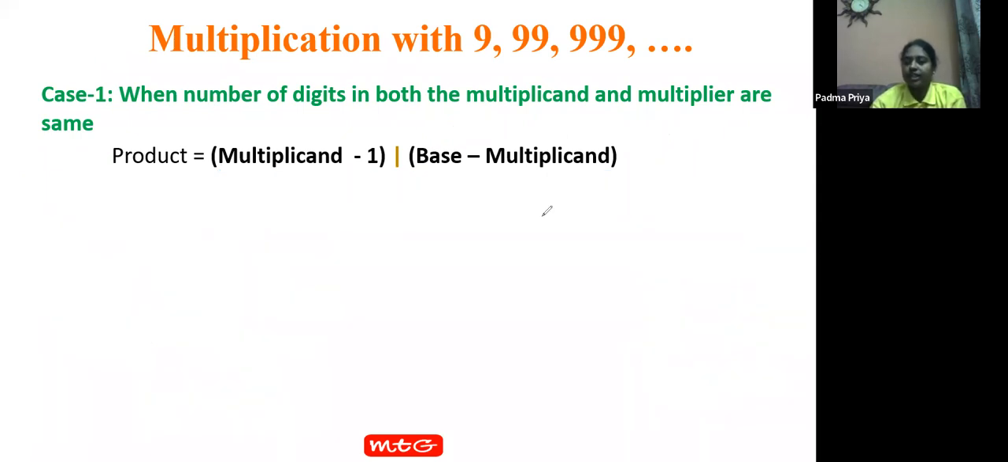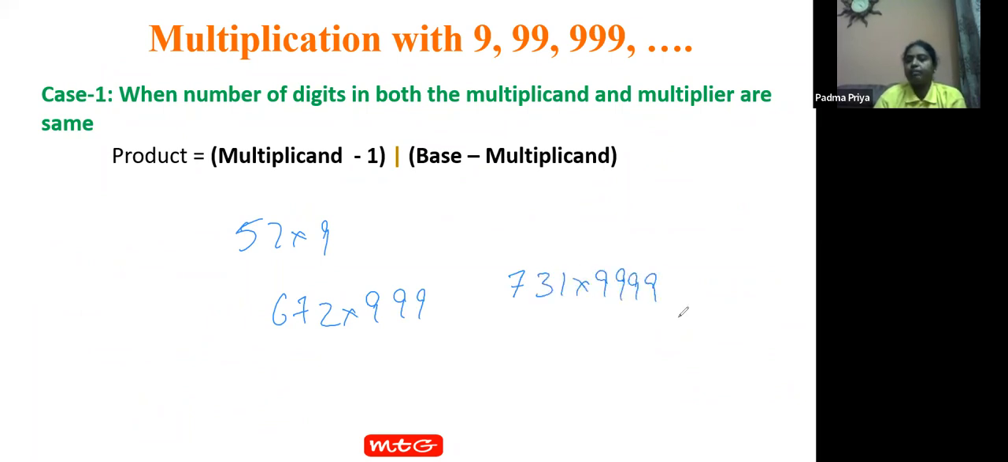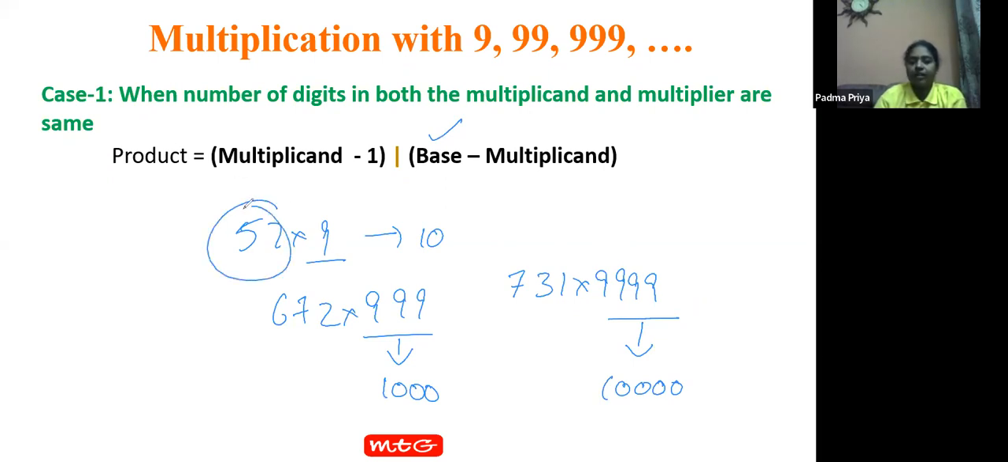What are the 2 rules for using this trick? The first rule: whatever you are multiplying, 57 into 9, or 672 into 99, or 73 into 999, the 9 forms are always important to know the base. The base will be picked only by using the 9s. For the first question, what base do I pick? 10. For the next, 1,000. Depending on how many 9s there are, you should pick the base. And the multiplicand is the remaining number. This is the multiplicand here, and this is the multiplicand here.